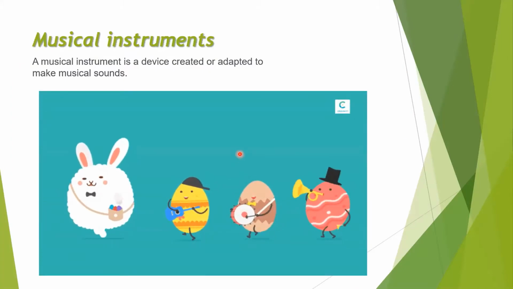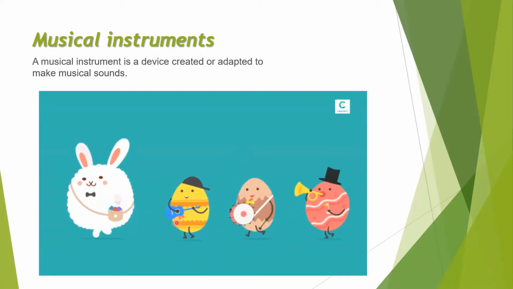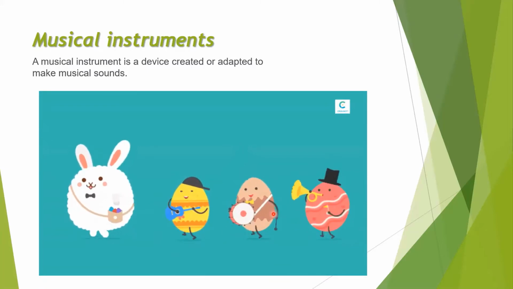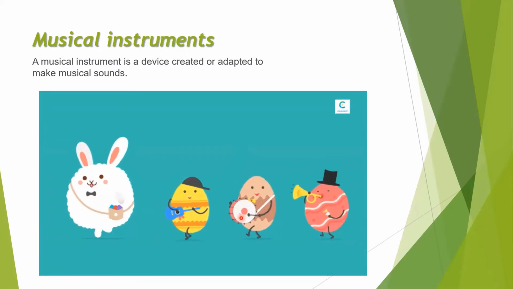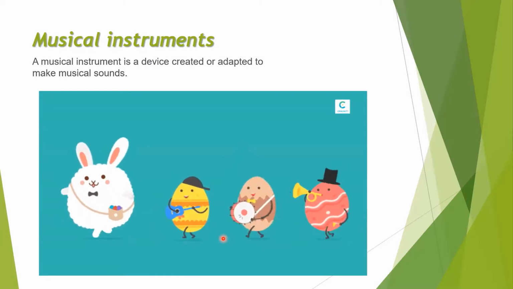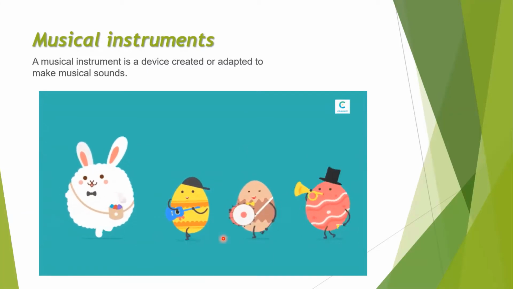Musical instruments. A musical instrument is a device created to make musical sounds. Let us take an example here. Let us look at this guitar. When the person pulls the strings, it vibrates and then it produces sound. And let's look at this drum. When the stick is hit on the membrane of the drum, it vibrates and produces sound. From this we get to know that musical instruments are created for producing sounds.